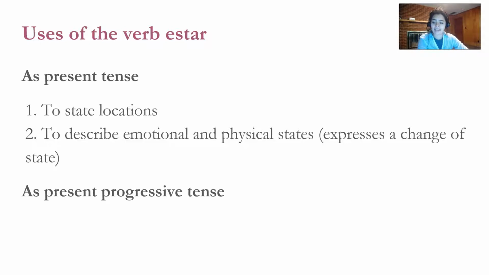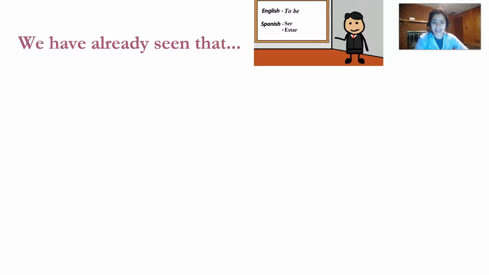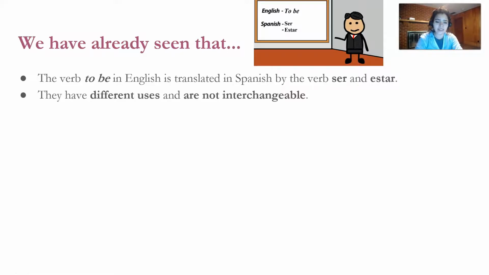And then, as the present progressive tense, you can use the verb estar to express actions in progress that are happening right now. We're going to see this more in depth in the following slides. So, we have already seen that in English you have the verb to be, but in Spanish you have ser and estar. The verb to be in English is translated in Spanish by the verb ser and estar, but they have different uses, and we're going to see the uses of each verb. They are not interchangeable.